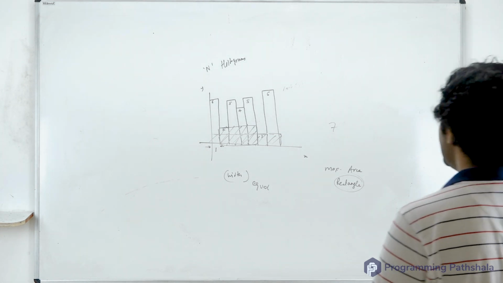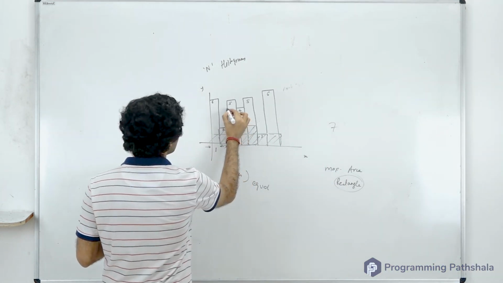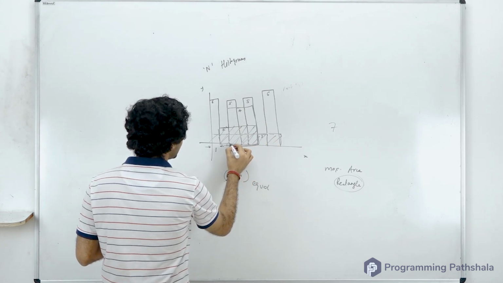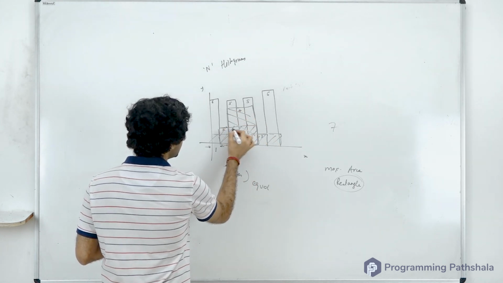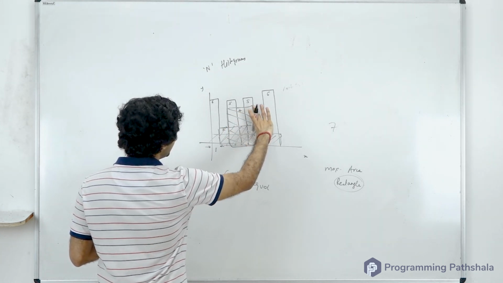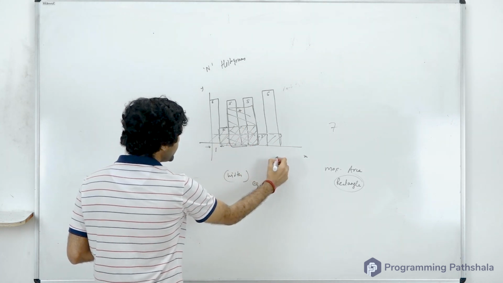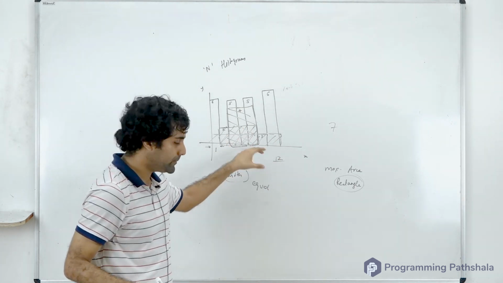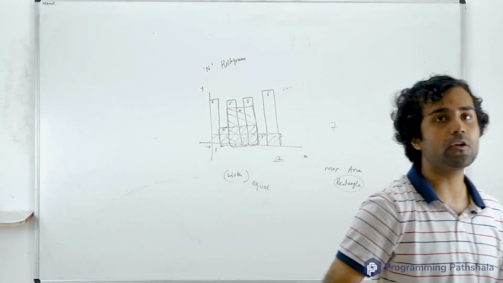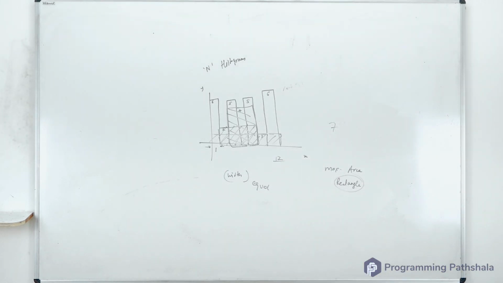You can take a look over here. What about this rectangle? If I take this rectangle, the height is 4 and there are 3 histograms involved, so it will be 4 into 3, which is 12. And this is the maximum area that you can get. You cannot get area more than this. Yeah, you can try out all other rectangles and you will not get more than this. So what is the way to solve this?